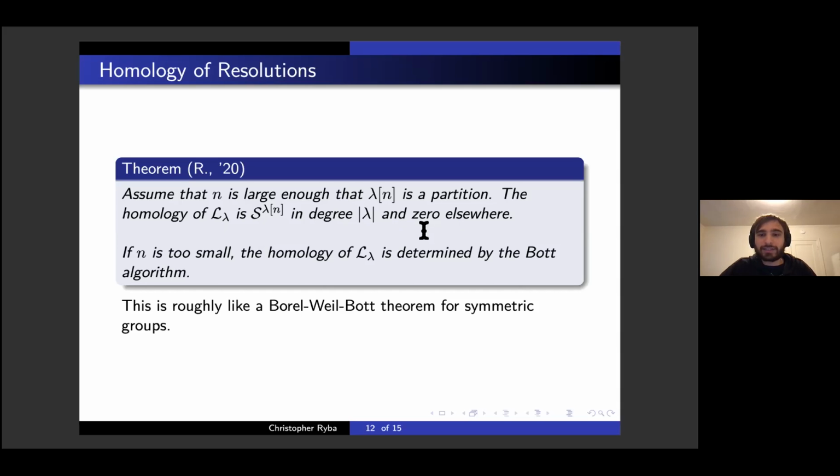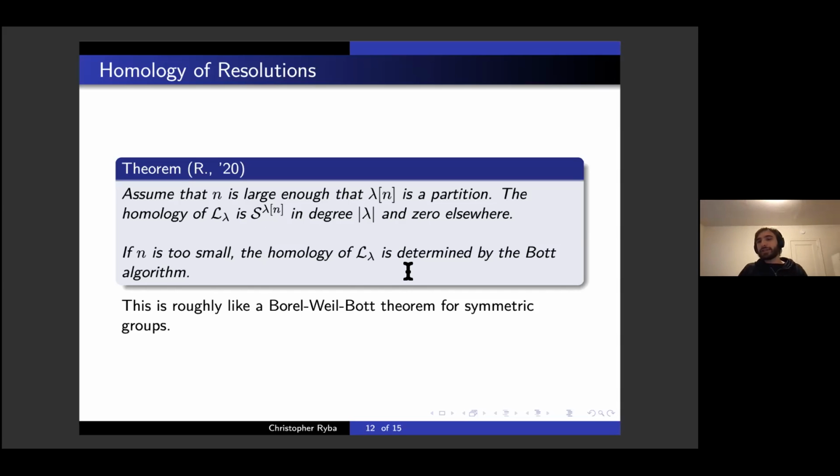So lambda is on the far left and 0 is everywhere else, or all other homology groups vanish. On the other hand, if lambda is small, then this is no longer the case. But we still can tell you exactly what the homology of this complex is, and it's given by exactly the same rule as the one in the Borel-Weber theorem. Actually, this situation is slightly simpler because there are fewer things that can happen in this case.